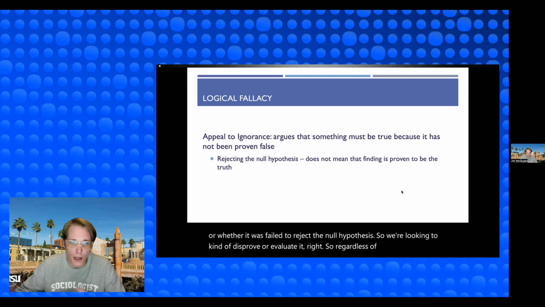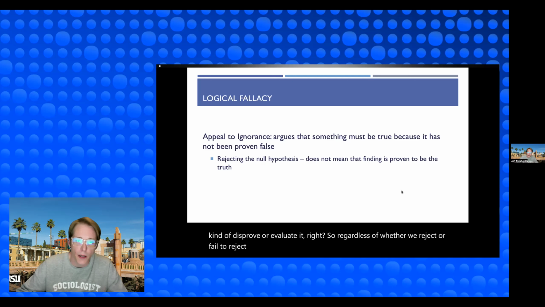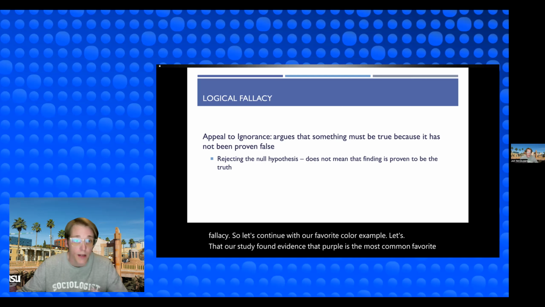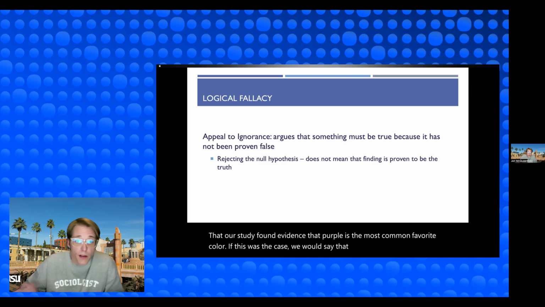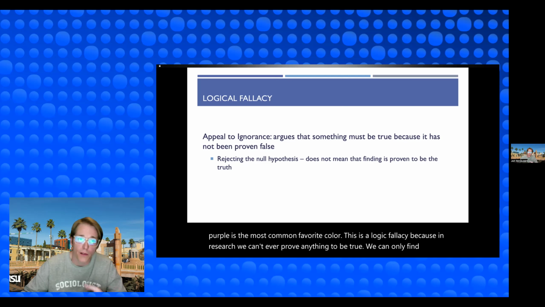Regardless of whether we reject or fail to reject the null, it is possible to fall into the appeal to ignorance logic fallacy. So let's continue with our favorite color example. Let's pretend that our study found evidence that purple is the most common favorite color. If this was the case, we would say that we reject the null hypothesis. However, it is common for people to interpret this result as proving that purple is the most common favorite color. This is a logic fallacy because in research, we can't ever prove anything to be true. We can only find evidence in favor of certain findings.